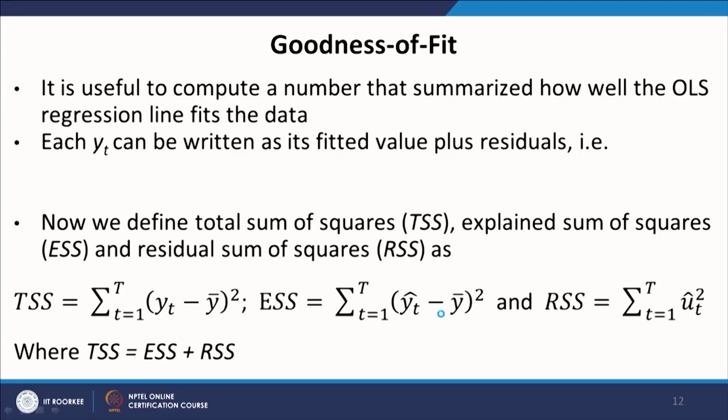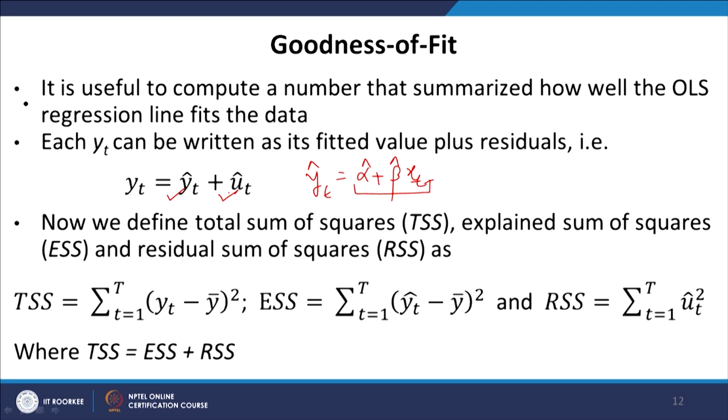So, each yt can be written as a fitted value plus the residuals. I had probably explained in a previous module that yt hat is alpha hat plus beta hat xt. So, the estimated part of yt is denoted by yt hat, and what remains is the residuals, which is ut hat. Residuals are separate from error terms, I repeat.